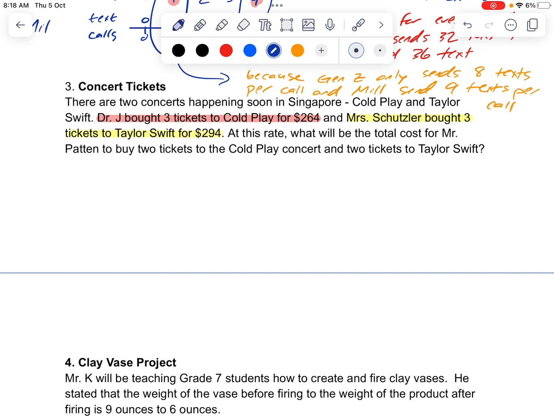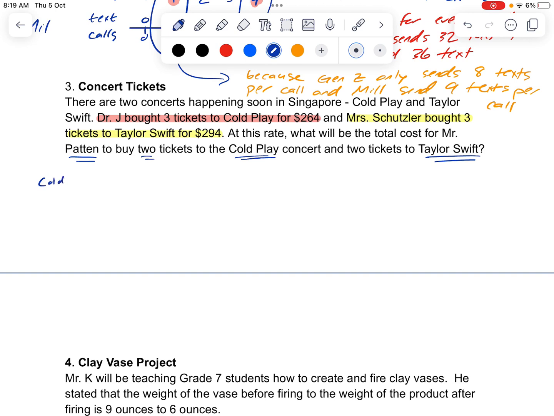And what we're trying to figure out is how much Mr. Patton is going to spend if he wants to get 2 tickets to both Coldplay and Taylor Swift. So really, one strategy is to figure out what's the cost per ticket. So let's start with Coldplay.